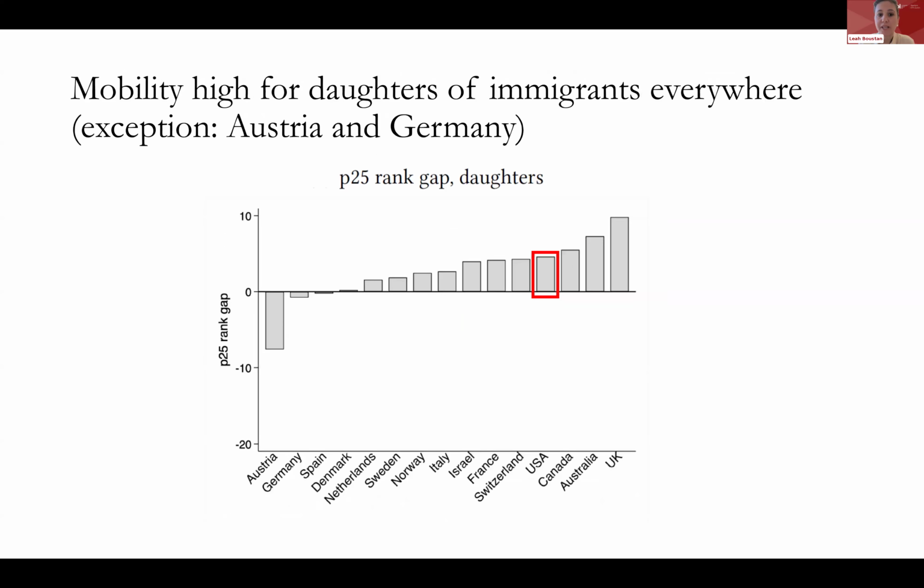But the story's a little more complicated because when we look at the daughters of immigrants, in fact, the US is not exceptional. The daughters of immigrants in the US are certainly doing well. They're moving up faster than the daughters of locals raised at the same point in the distribution, but there's really nothing exceptional about the US here. In fact, daughters of immigrants are doing well everywhere except Austria and Germany.